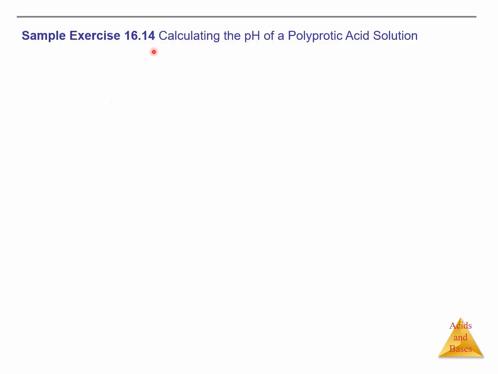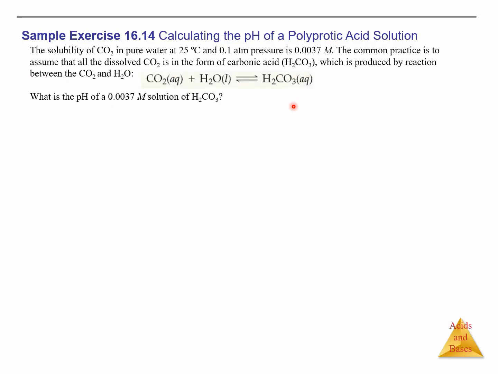let's look at Sample Exercise 16.14, calculating the pH of a polyprotic acid solution. The solubility of CO2 in pure water at 25 degrees Celsius and 0.1 atmosphere pressure is 0.0037 molar. The common practice is to assume that all the dissolved CO2 is in the form of carbonic acid, H2CO3, which is produced by reaction between CO2 and water, as you can see here. What is the pH of a 0.0037 molar solution of H2CO3?